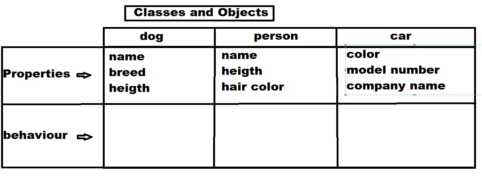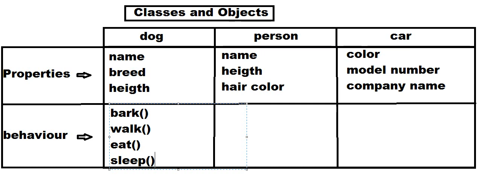Now, along with the properties, every object has some behaviors as well. What are behaviors? They are the functions that the object can perform, the features of that object. Now, the behavior of a dog. What can be the behavior of a dog? A dog can bark, it's a behavior. A dog can walk, it's a behavior. A dog can eat, it's a behavior. And a dog can sleep, it's a behavior.